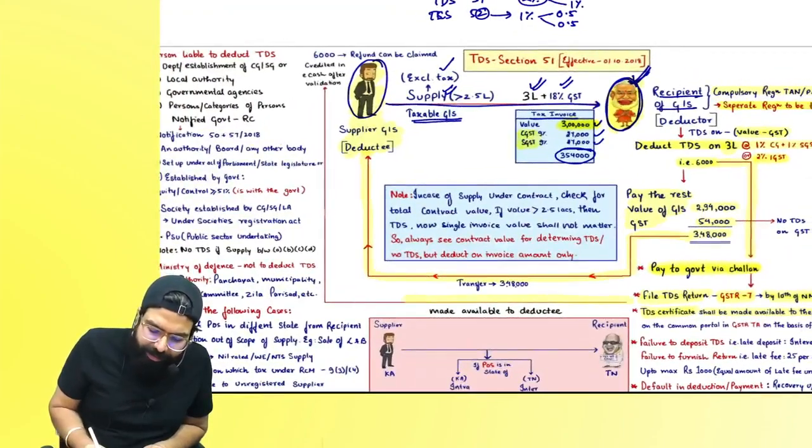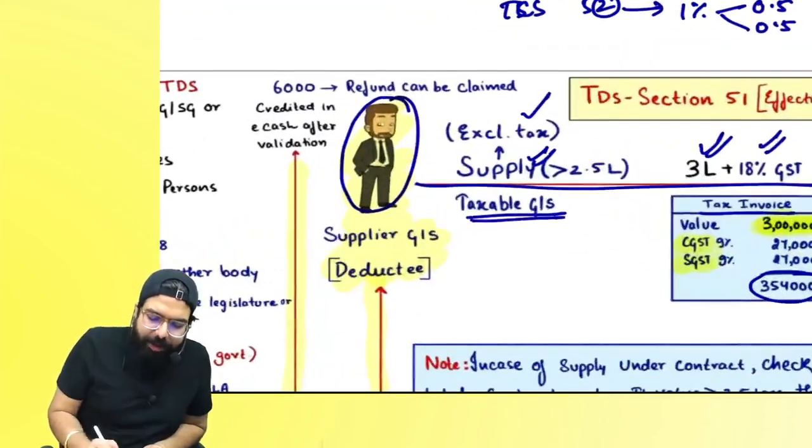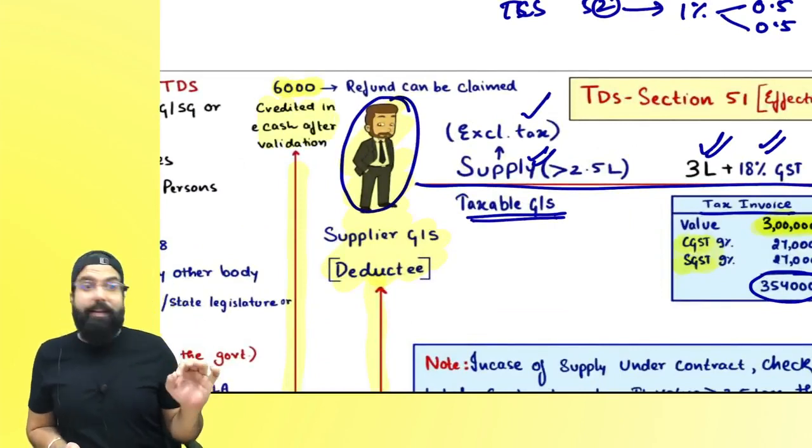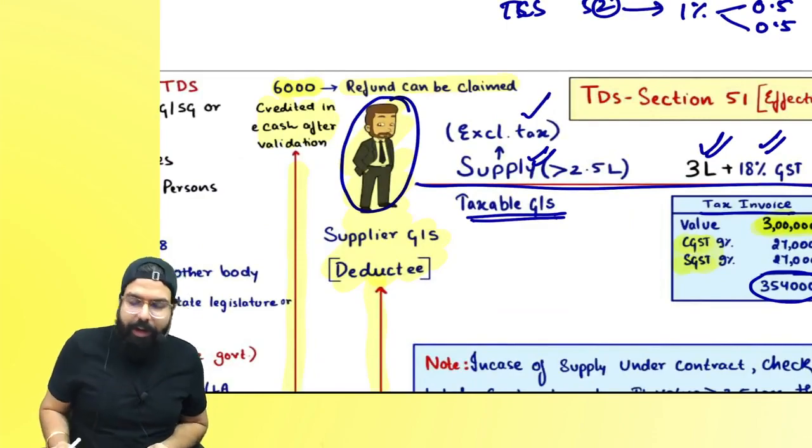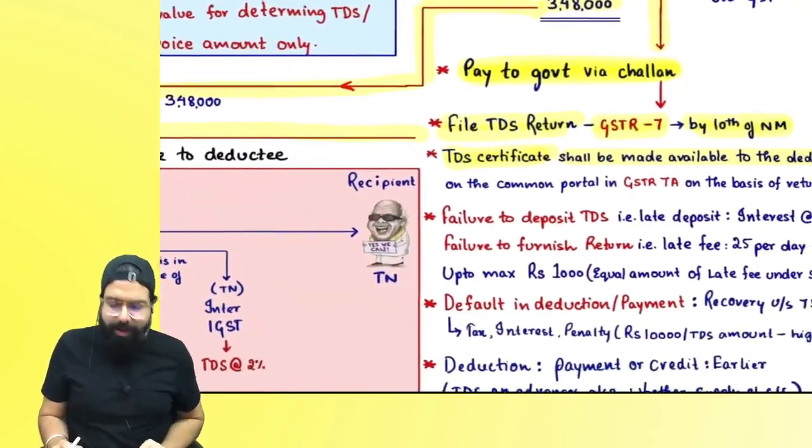Now this 6,000 rupees will come to the deductee. The deductee will have to validate, and the amount will be credited to his e-cash ledger, and he can also claim a refund of the amount under section number 54.